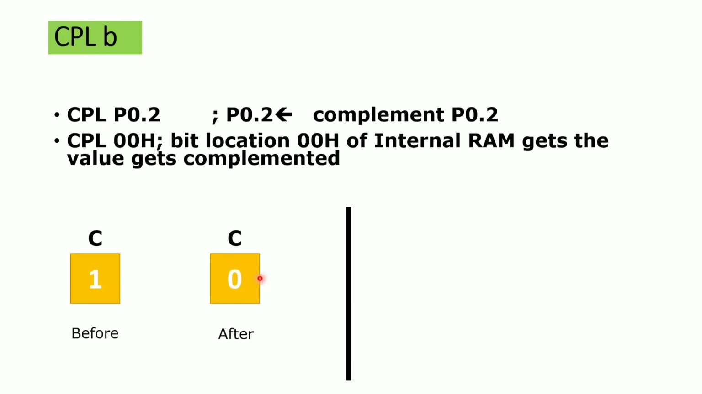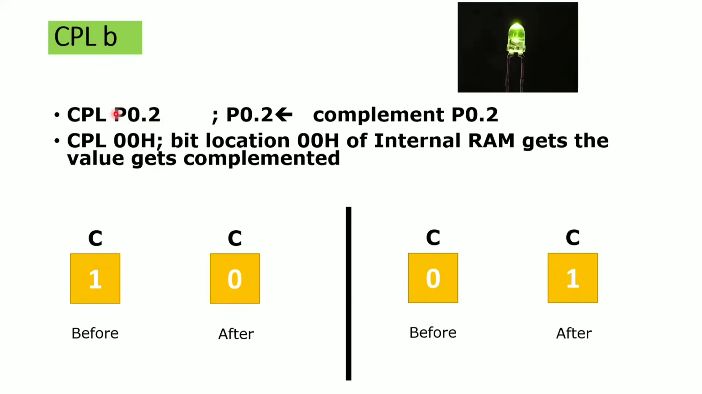I'm sure in your previous example, we have seen the carry bit. Earlier the carry bit is 1, after that the carry bit is 0. Earlier the carry bit is 0, after execution of this instruction, the carry bit is 1. Similarly, if I write port P0.2, whatever the value of P0.2, if it consists of 0, it becomes 1, and if P0.2 consists of 1, it becomes 0. After this, take this instruction and put it in an infinite loop.